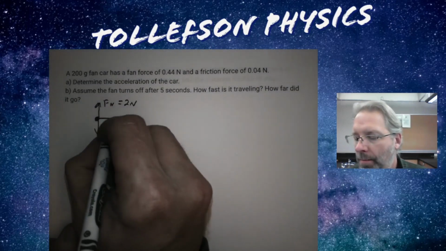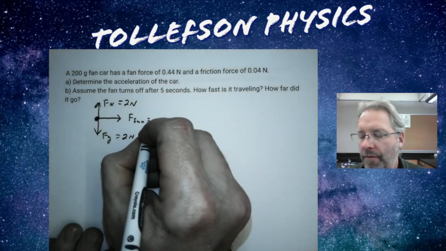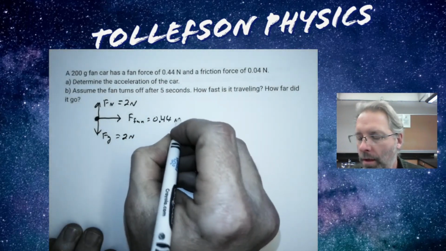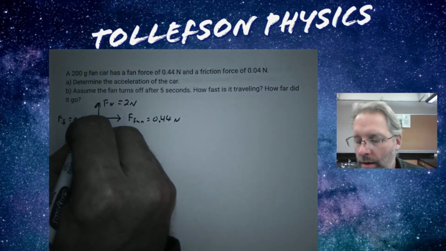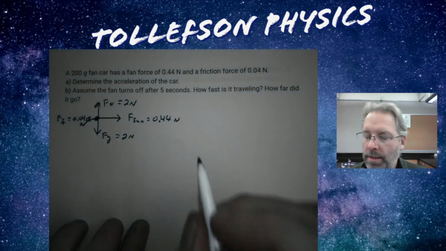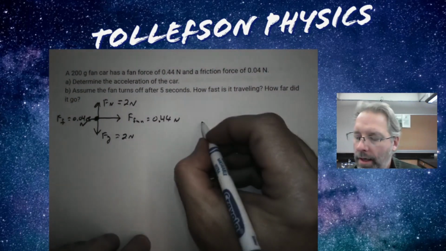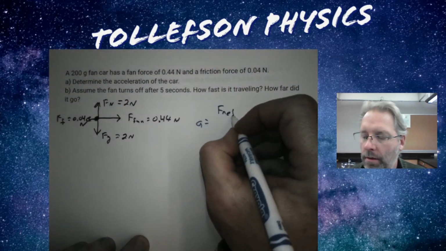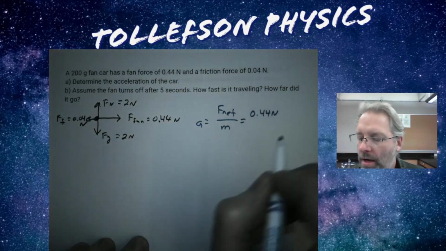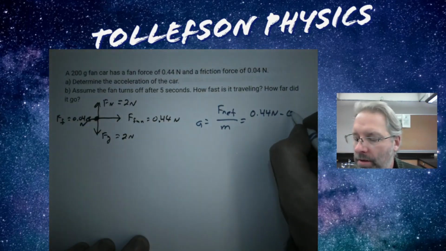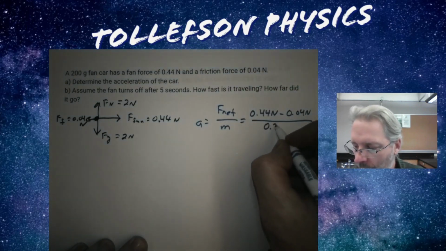Let's put the direction of acceleration so we can calculate something about this. The force of the fan is 0.44 newtons, and the force of friction is 0.04 newtons. As we did before, we're going to calculate the acceleration using these forces. Acceleration is the net force divided by the mass. In this case, the net force is the force in the direction of my acceleration minus the force in the other direction, and the mass is 0.2 kilograms.